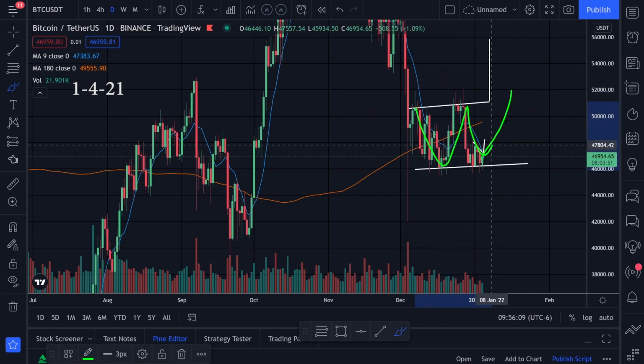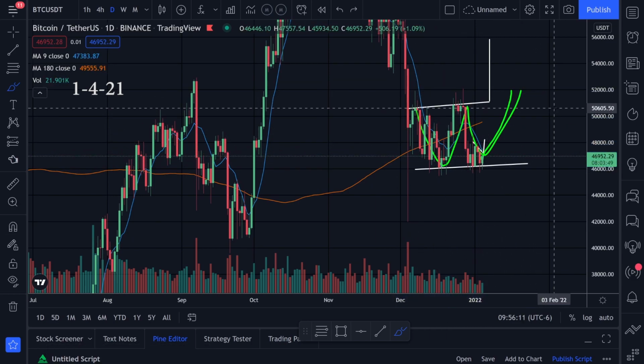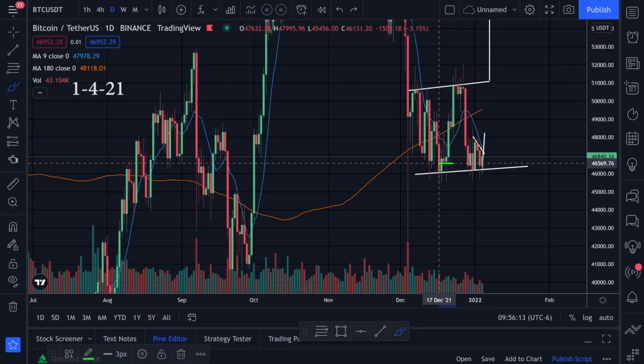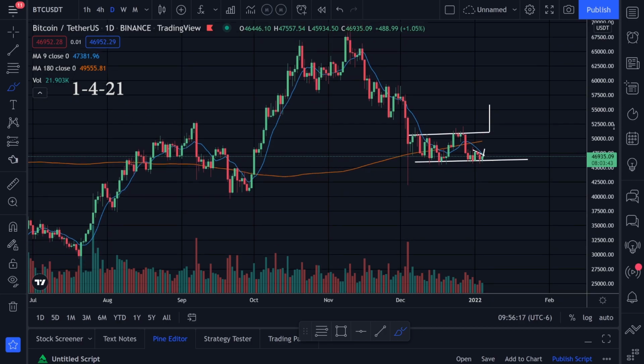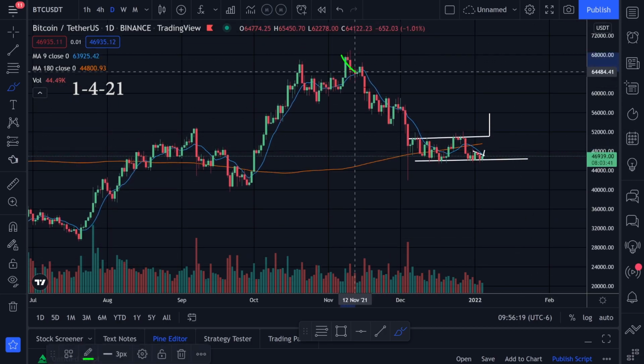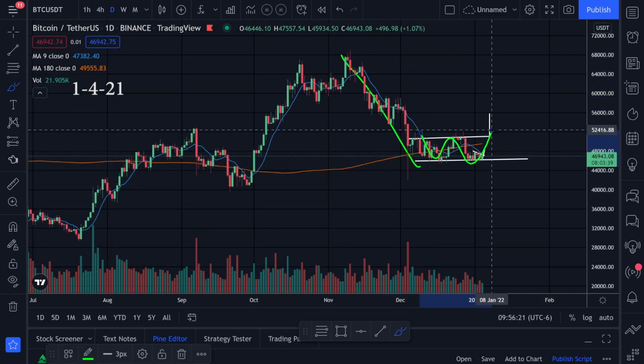We can look at this W pattern. I think more people will probably be looking at this as well, because we got this bottom right here and bottom right here. And that's pretty much a double bottom. And in a downtrend like this, a double bottom makes sense.